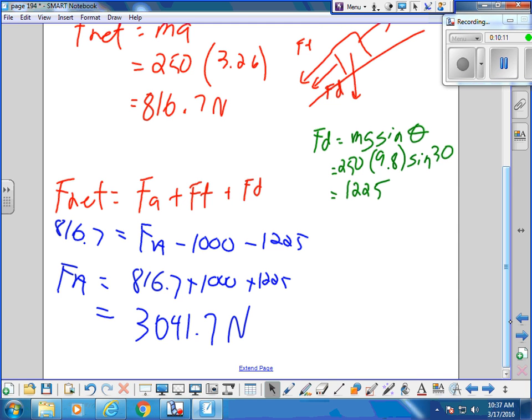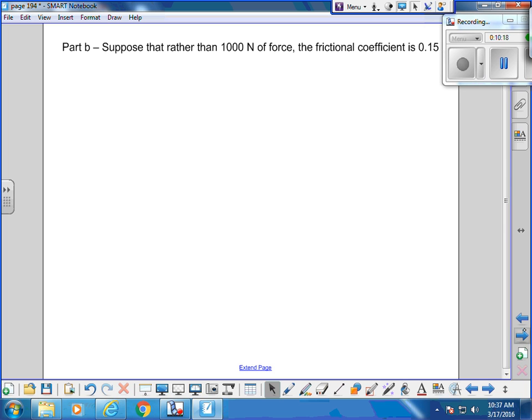Okay. Now, the textbook doesn't do this, but I want to go one step farther, because that 1,000 newtons isn't really very reasonable. So what if instead of 1,000 newtons of friction force, I said the frictional coefficient is 0.15? That is more realistic. So what do we have to do here? Does the net force change? No. We still need that 816 of net force. Does the FD change? No, it doesn't change. The only thing that changes is the friction force, right?